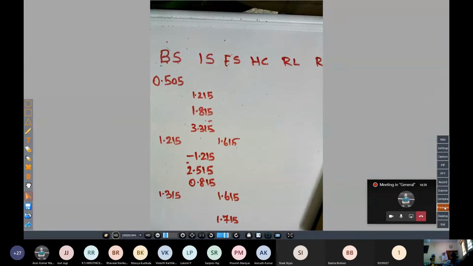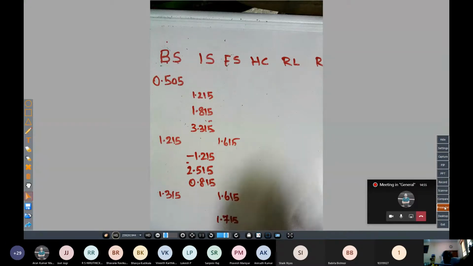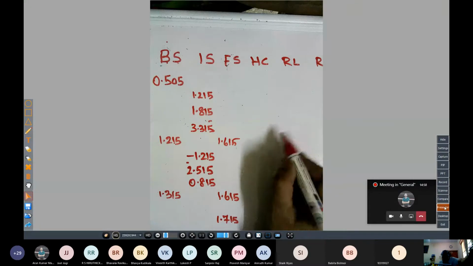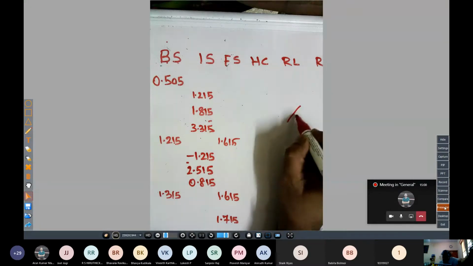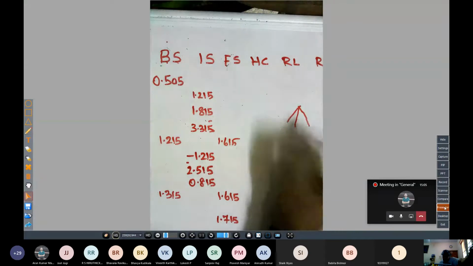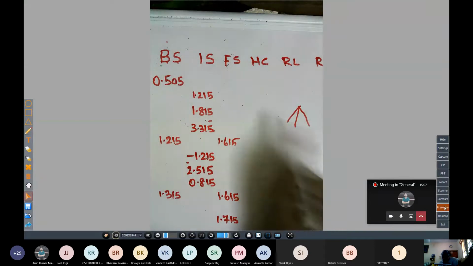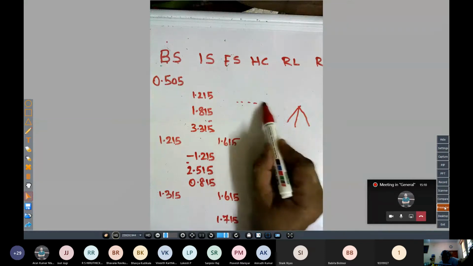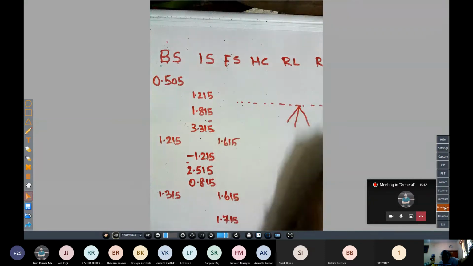Before shifting the instrument, you have to take a foresight. Before shifting the stuff, you have to take a backsight. So the profile is something like this. You set your instrument somewhere like this, some point. And then this is your line of sight.